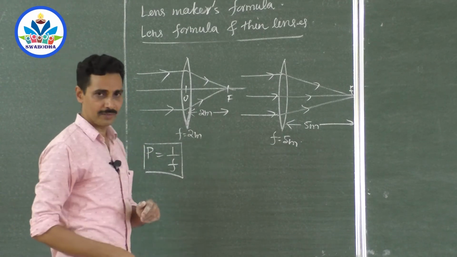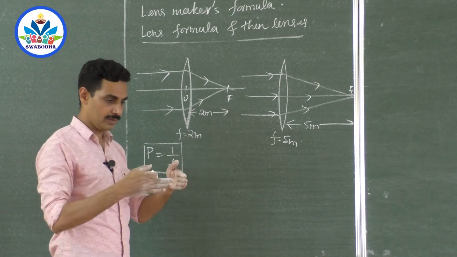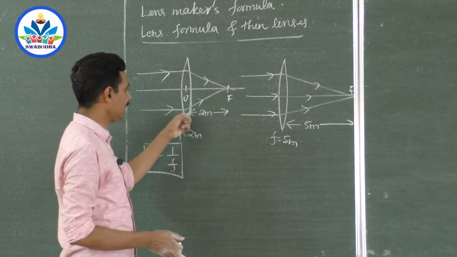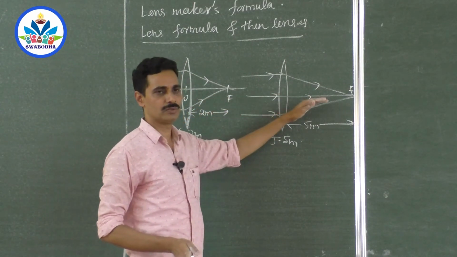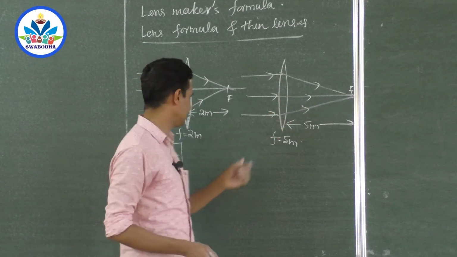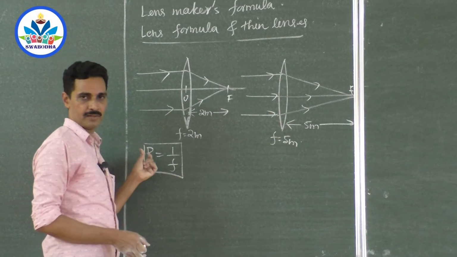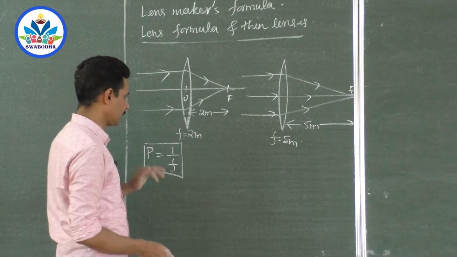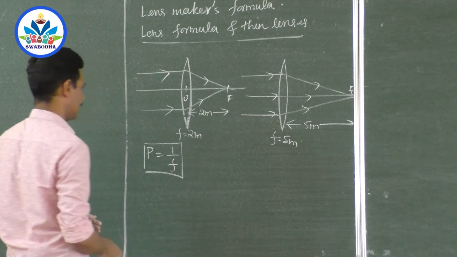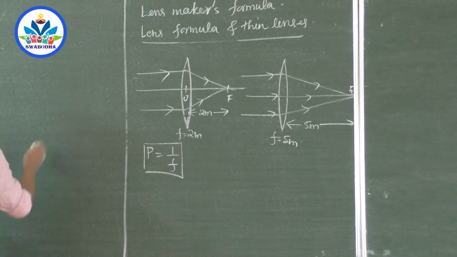It is the ability of the lens to bend or converge or diverge the rays. This lens has more ability to converge. This lens has lesser ability to converge. More the focal length, lesser will be the power. Now, sir, how did you get this formula? Power is equal to reciprocal of focal length. That is a different story. It will be like this.